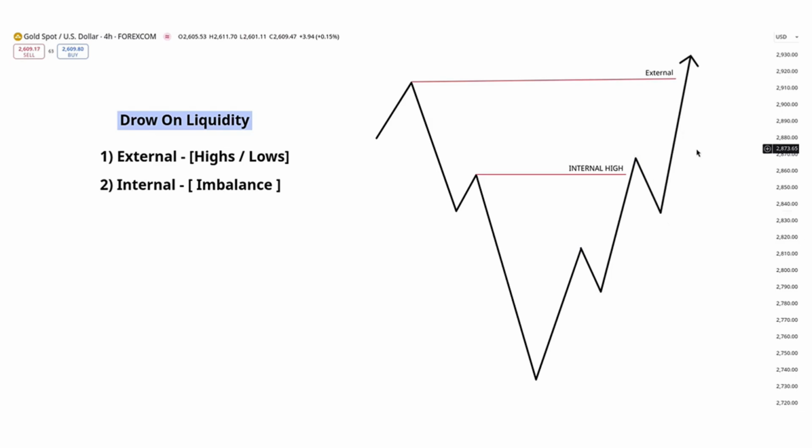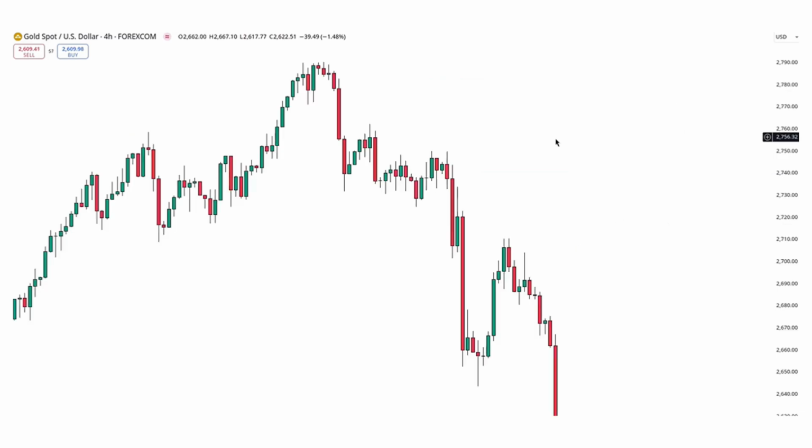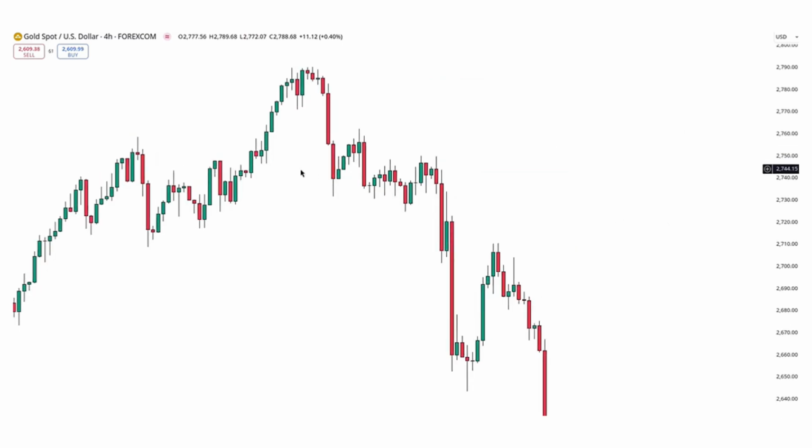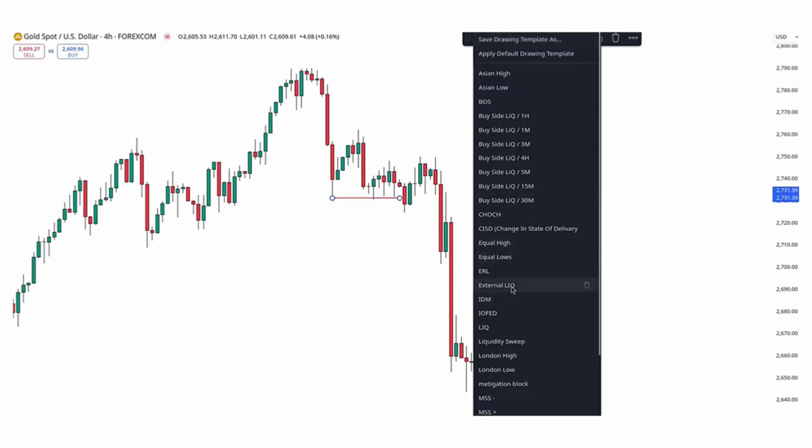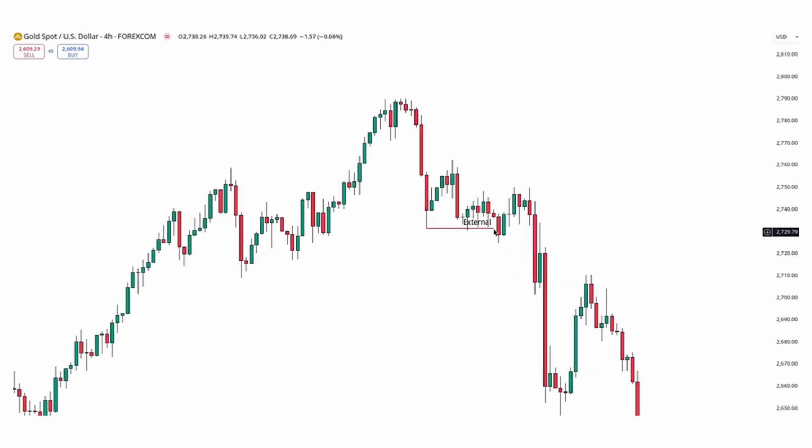Now, let's look at an example. This is a 4-hour gold chart. Here, we see the market is dumping after an uptrend. So, which is the external liquidity? It's this low, which we'll mark as external liquidity. We noticed the market first left this external liquidity, then moved up. This FVG here is our internal liquidity. Let's zoom in and explain further.